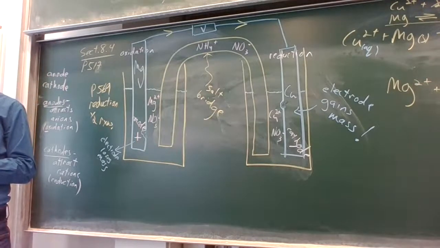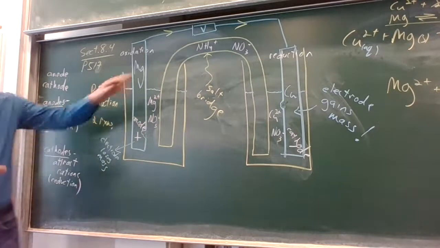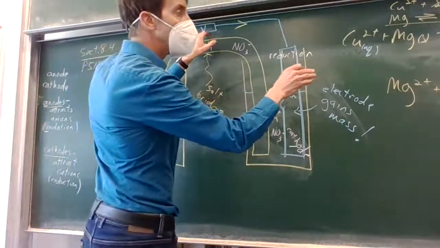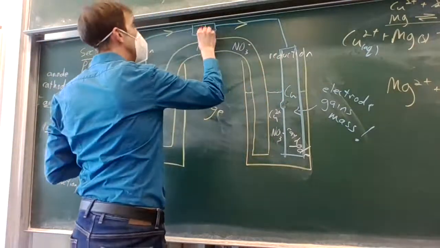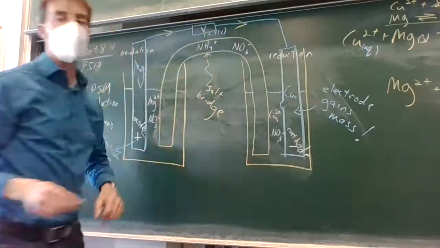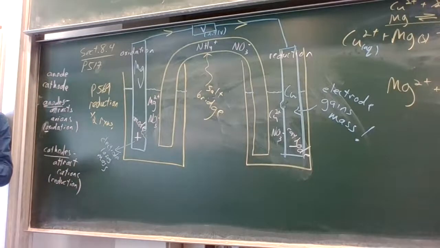A few things. First of all, is that at the top, like a voltmeter? That's a voltmeter. Voltmeters are in parallel to the circuit, not in series. Then make it a parallel circuit running through it. And then the salt bridge, what's that?